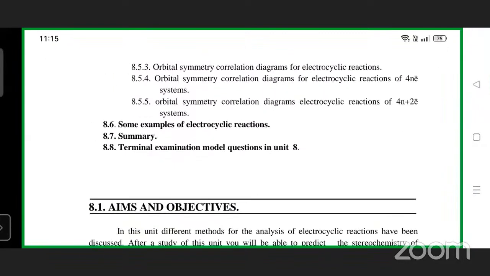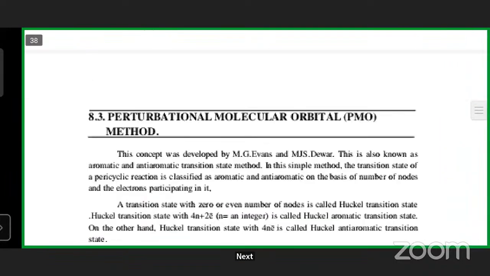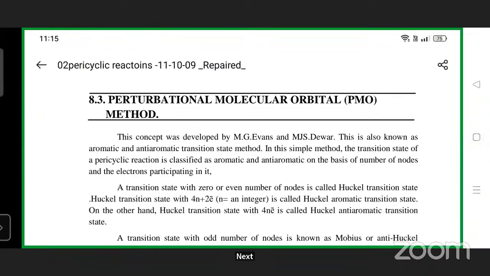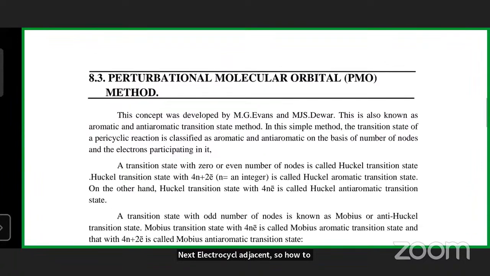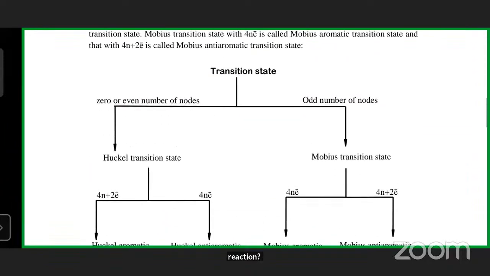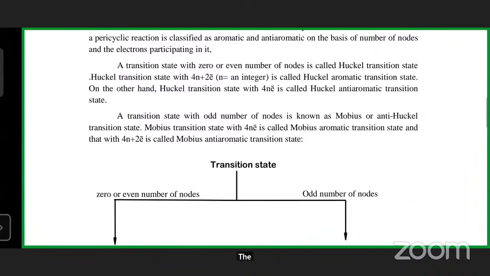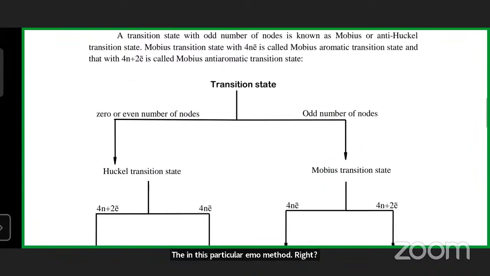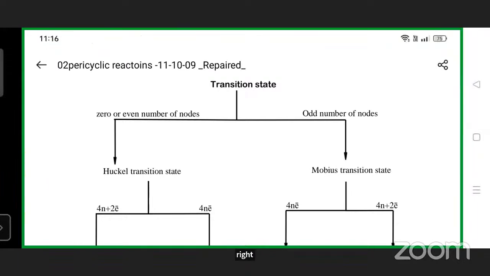Next, the electrocyclization reactions. So how to study this particular electrocyclization reaction with the help of the PMO method. PMO means the perturbational molecular orbital method here. So in this particular PMO method, generally we'll identify whether it is aromatic or non-aromatic.